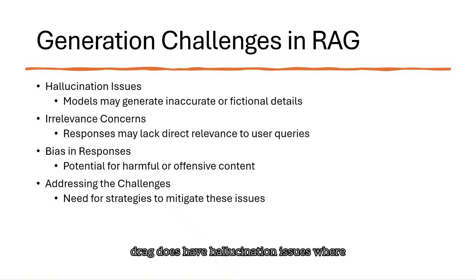Yes, RAG does have hallucination issues, where models may generate inaccurate or fictional details when given an inappropriate prompt. From an irrelevance perspective, the response may lack direct relevance to the user queries when an inappropriate prompt is given. So we have to focus on making sure the prompt we give is exactly as per the requirement of the user. Then there is bias in the response, with potentially harmful or offensive content, which we have to validate. In addressing these challenges, we need to strategize to mitigate these issues also.